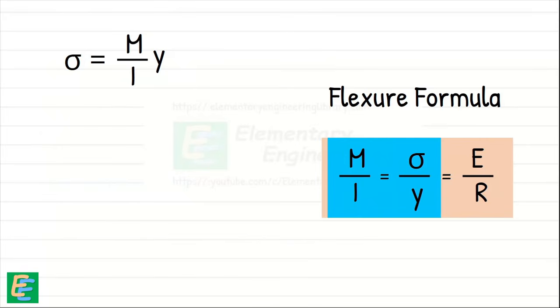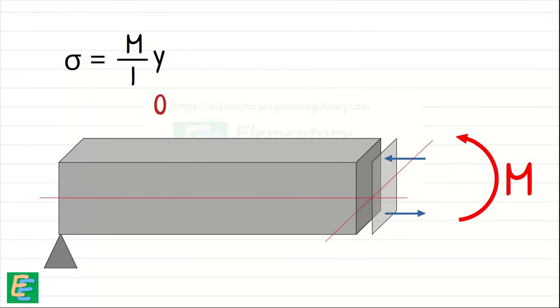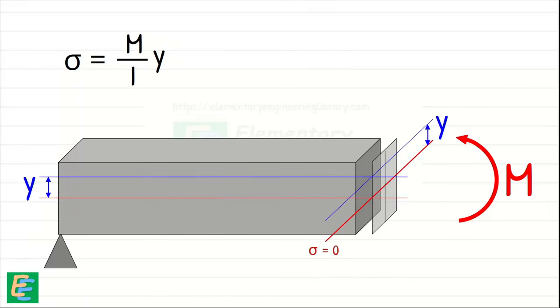This equation allows us to determine the bending stress developed at any point in the cross-section due to the bending moment M. We can clearly see that the bending stress is directly proportional to the distance y from the neutral axis. So at y equal to 0, that means at the neutral axis, the bending stress is 0. And as we move away from the neutral axis, bending stress increases linearly and reaches maximum at the extreme fibers.